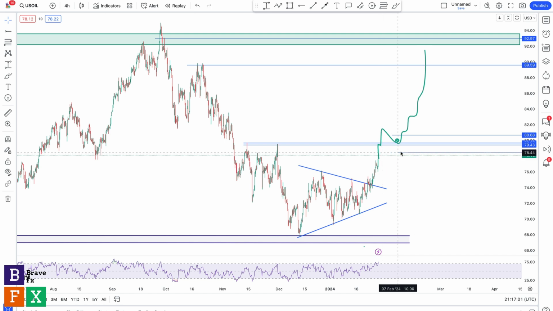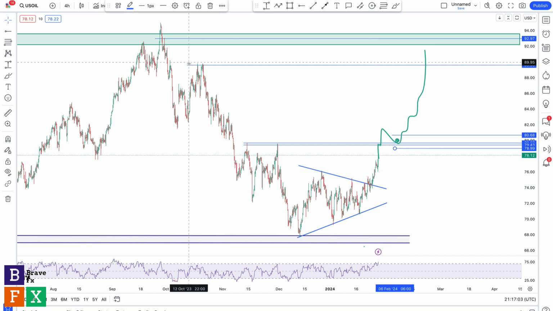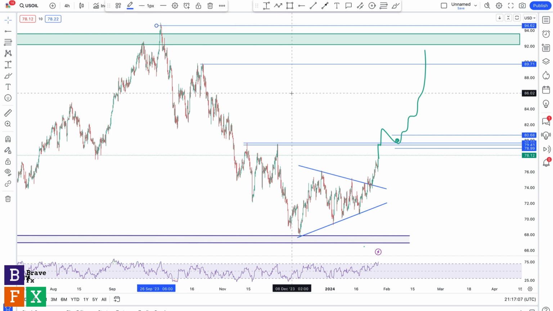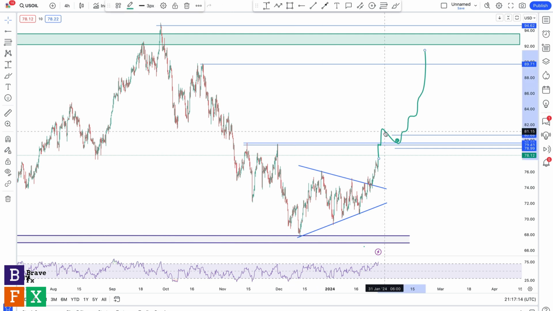Stop loss is going to be underneath the retest. Target remains the same, so these highs and these highs. So this is another scenario to watch out for when going long on crude oil. And lastly, one last scenario I would like to talk about will be waiting for a breakout.